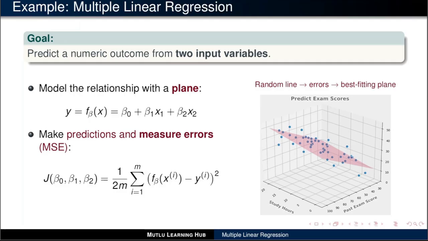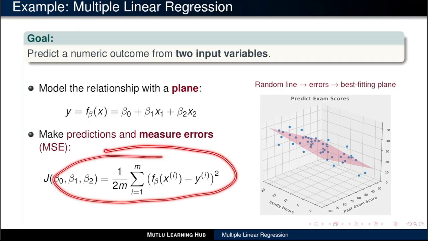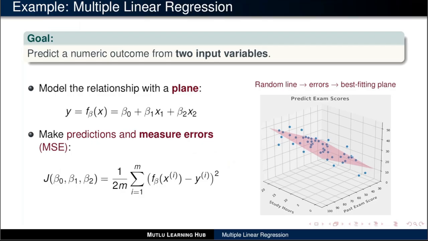Using this plane, we make predictions, then measure how far those points are from the actual data points. That's our error measured using the mean squared error.